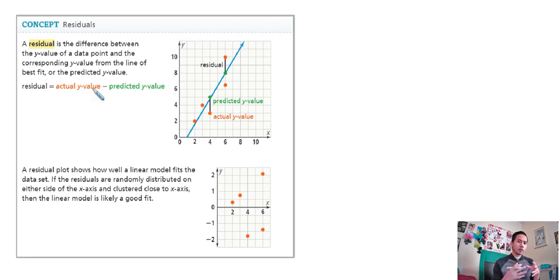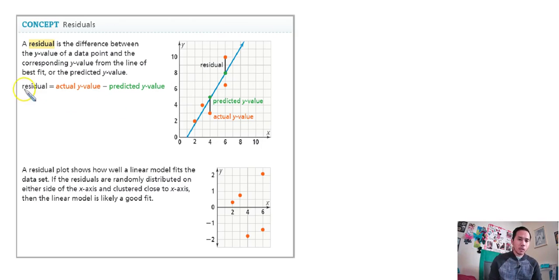All right, next example, the concept of residual. When you say residual, it is the difference between the y value of the data point and the corresponding y value from the line of best fit. Because what we have is the exact line, which is what we now call the line of best fit, and then we get the difference between the projected y value.